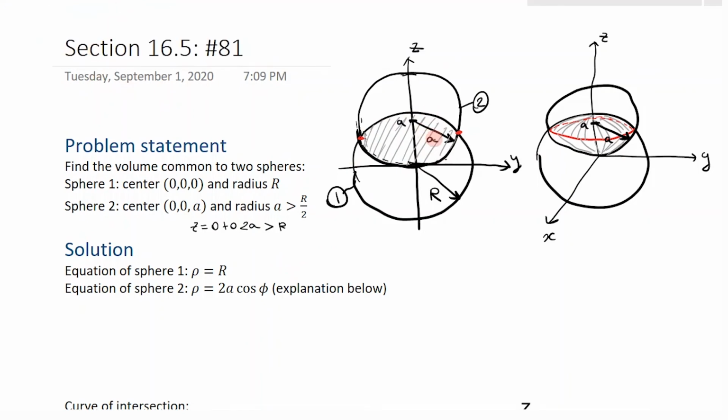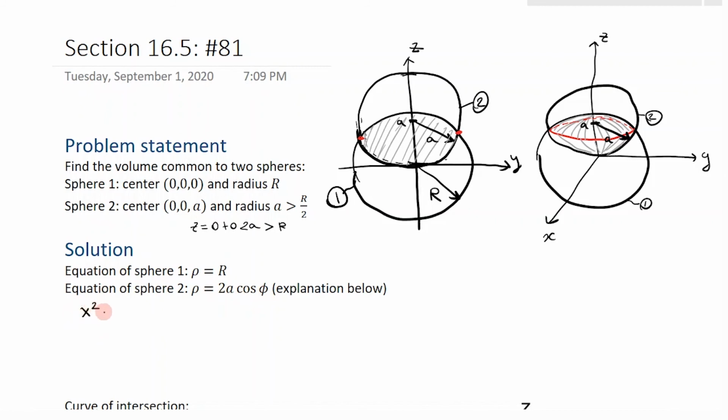Now, I want to find this volume using spherical coordinates. For this, I will need equations of these two spheres in spherical coordinates. For sphere number 1, it's pretty obvious: rho equals r. The equation for the second sphere is more complicated. Let me label this and this. For the second sphere, we have rho equals 2a cosine phi. Let me explain why.